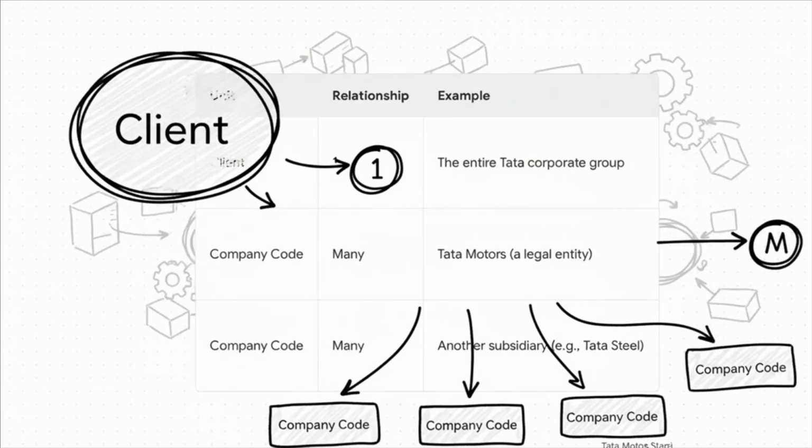And you can see how this starts to stack up. It's a really simple but powerful relationship. You've got one client, the whole corporate group, and underneath it, you can have many, many different company codes. Each one, whether it's Tata Motors or Tata Steel, is its own legal and financial world inside the system. This one-to-many setup is absolutely fundamental.